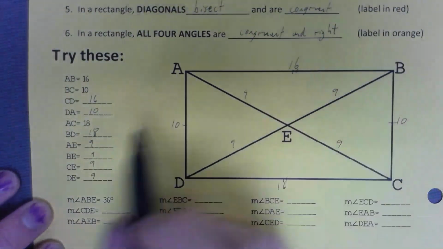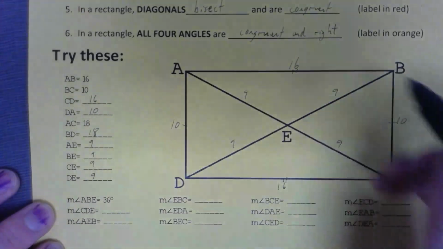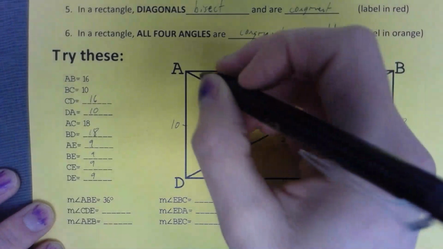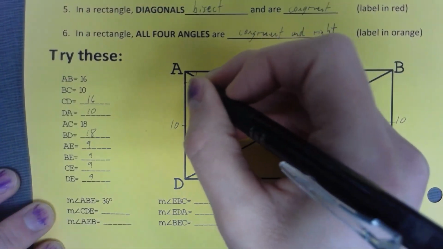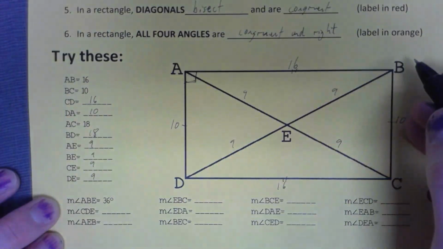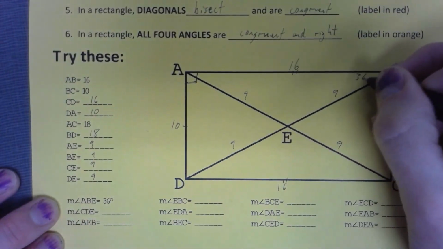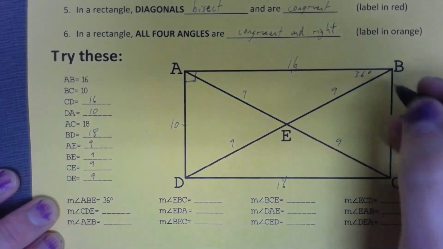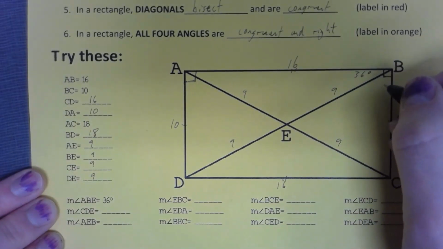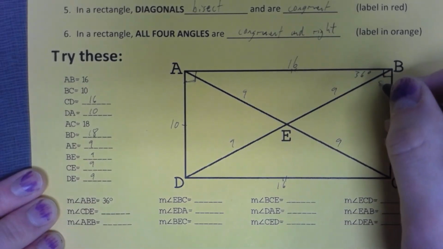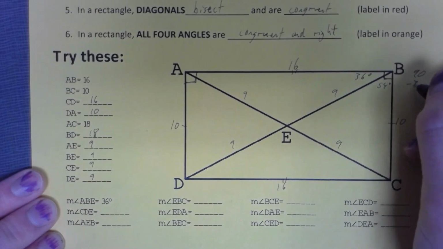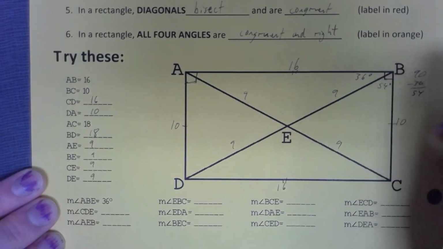The angles in a rectangle are right. So if all these angles are right angles, if we know that ABE is 36 degrees, well, this being a right angle, we'll be able to find its complement here in 54 degrees, right? 90 minus 36 is 54.